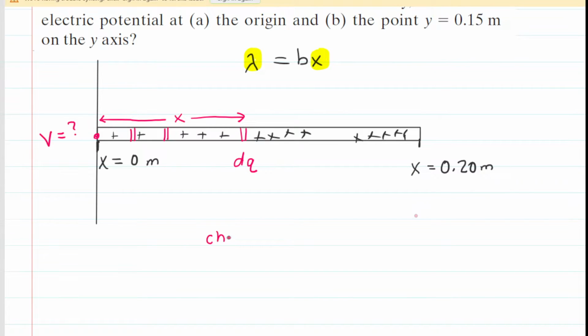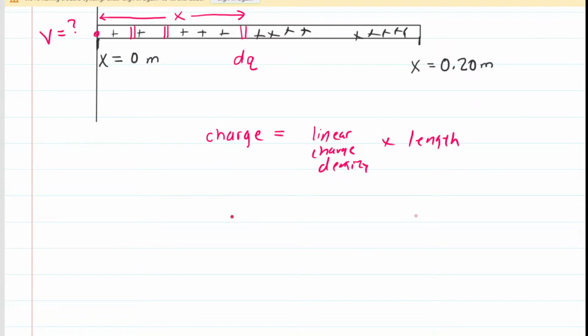What we're going to say is that, in general, charge is going to equal a linear charge density multiplied by a length. In order to justify that statement, we can look at the dimensions of these quantities. Charge is measured in coulombs. Linear charge density is measured in coulombs per meter. And then the length under investigation is measured in meters. So the meters would cancel and we would have coulombs equaling coulombs. So we have justified the truthfulness of this little equation right here.